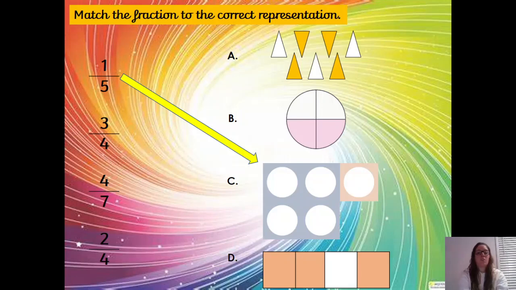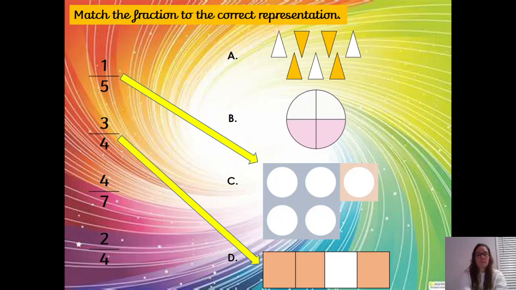3/4 now, so straight away you should be looking for something which has got 4 equal parts as the whole. Has this got 4 equal parts? No, it's got more. Has this got 4 equal parts? Yes, it does. Are 3 of them shaded? No. Has this one got 4 equal parts? It does. And are 3 of them shaded? Yes. So this is our next one.